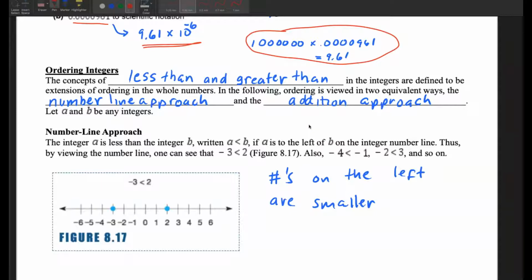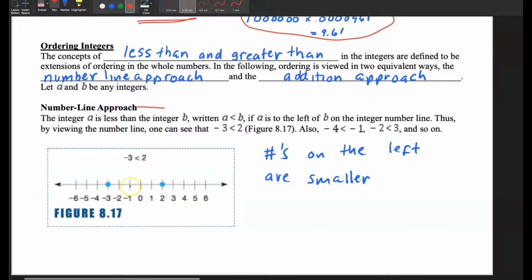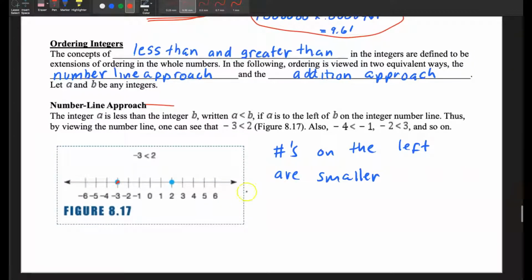It's almost such a simple question you've never thought about. How do I know if a number is bigger than another number? And one approach with integers is through the number line approach. Whatever number is on the left side of a number line of another number, it's a smaller number. And that's it. That's the number line approach. You're looking at it here. -3 is to the left of -2. -4 is to the left of -1, right? Numbers on the left are smaller.